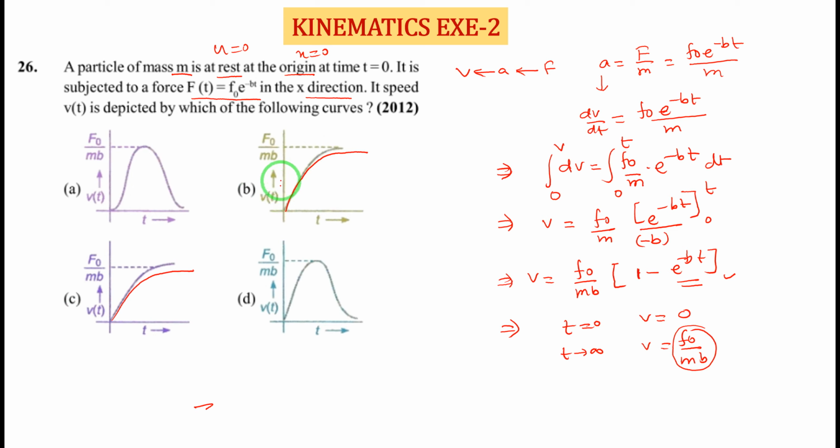Now in the main question, one of the options has this axis written as F naught upon mb. So in that case, B will not be the answer, C will be the answer, right? So in the main question, here is a correction.